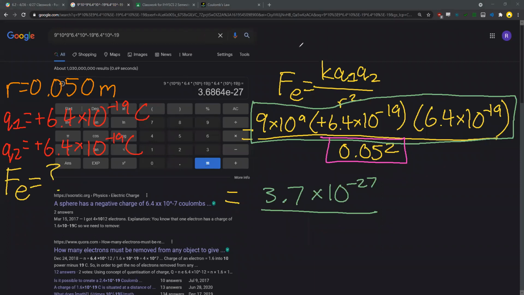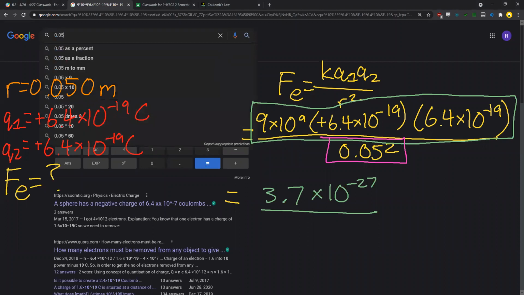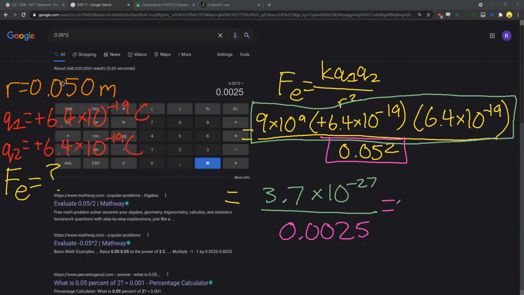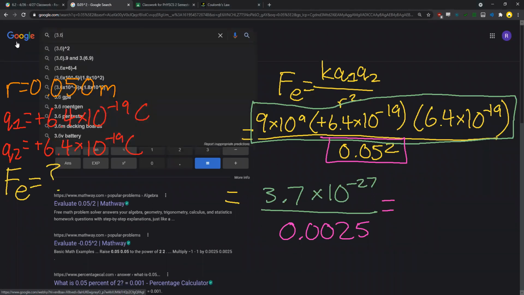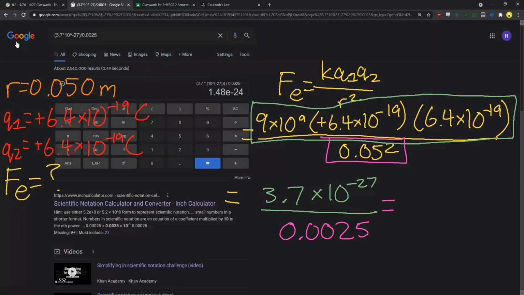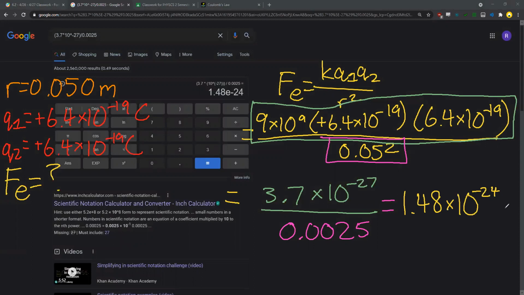So you're gonna square the 0.05. If you plug that into a calculator, you're gonna get 0.0025. And you do this: 3.7 times 10 to the negative 27 divided by 0.0025. And you get like 1.48 times 10 to the negative 24 newtons.